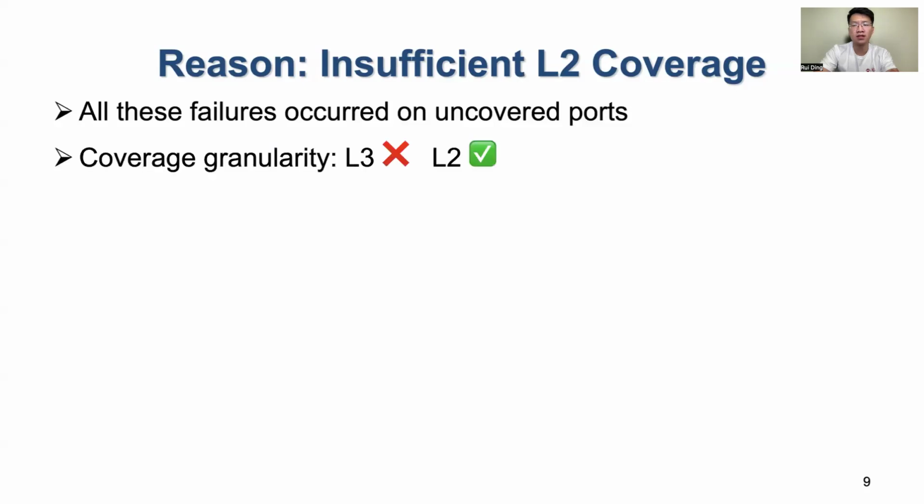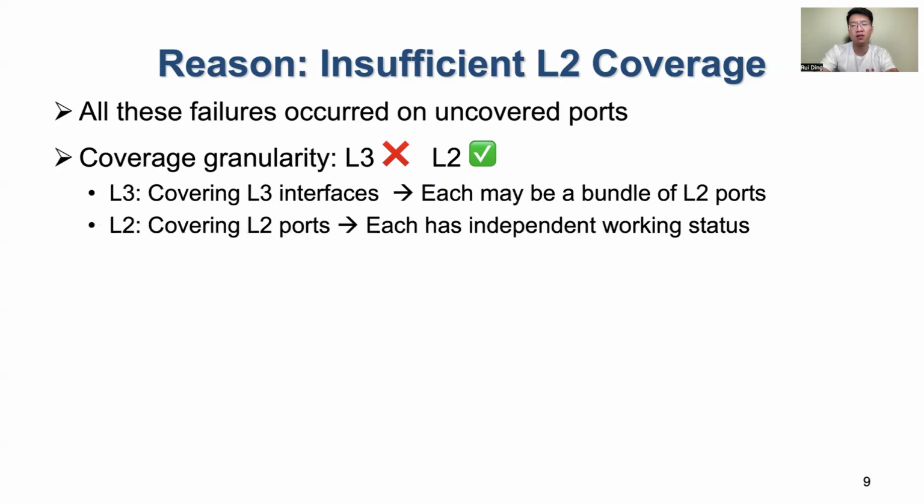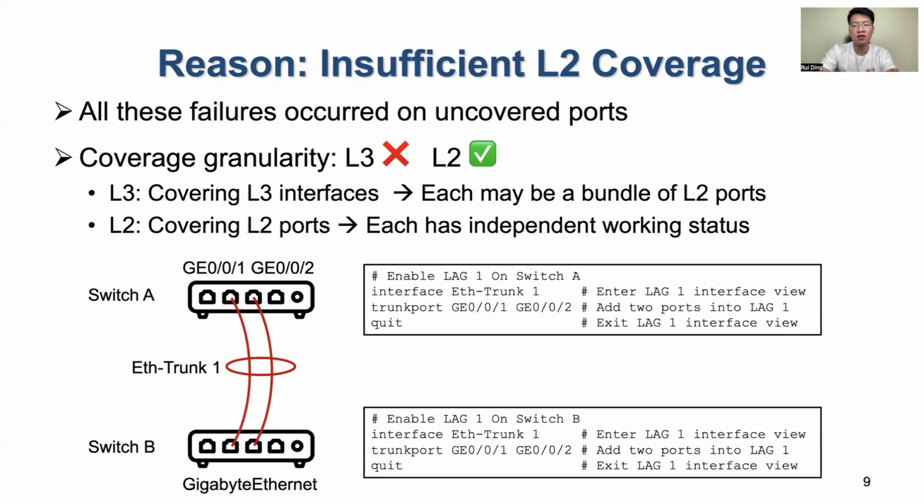Thus, with respect to coverage granularity, we favor layer 2 over 3. Layer 3 coverage means we only ensure every layer 3 interface has some task going through it. It is not good enough since the interface can be a bundle of layer 2 ports, where each port has its own working status. Even if a layer 3 interface looks good to quite a lot of tasks, some of its member ports can still be degraded.